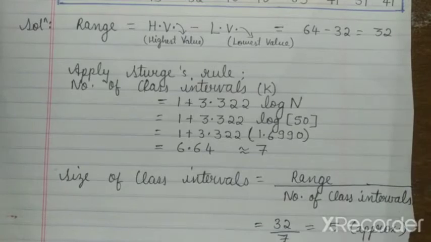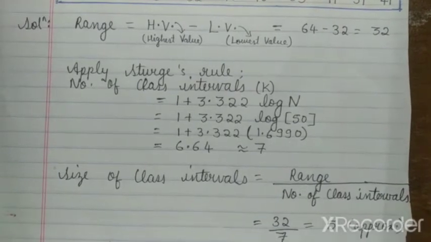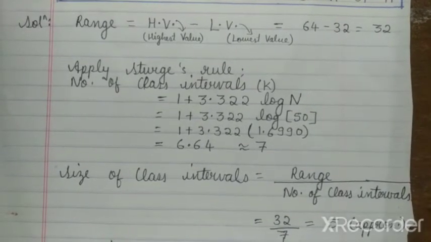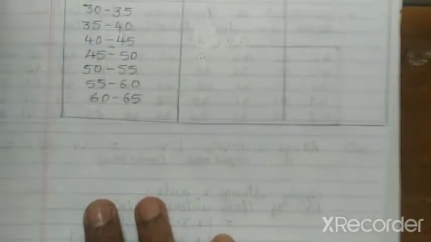35 to 40, 40 to 45, 45 to 50, 50 to 55, 55 to 60, and so on up till 60 to 65. See, so it will be like this. You can see that there are 7 intervals and the size of each interval is 5. Now you need to mark using tally. So how do you mark using tally?